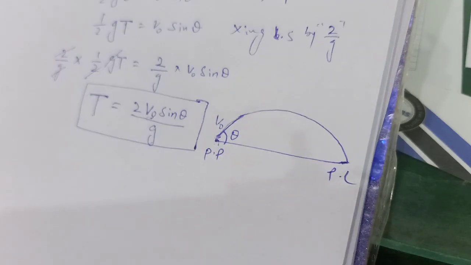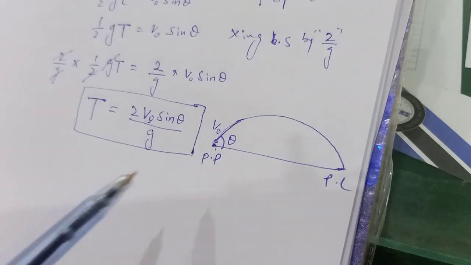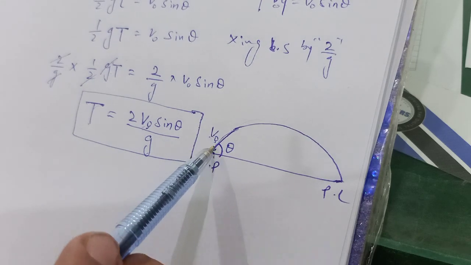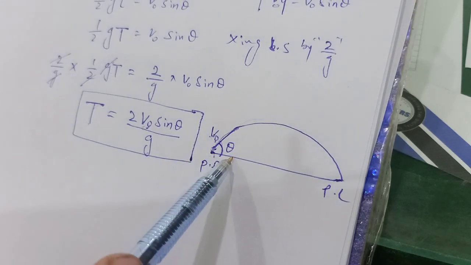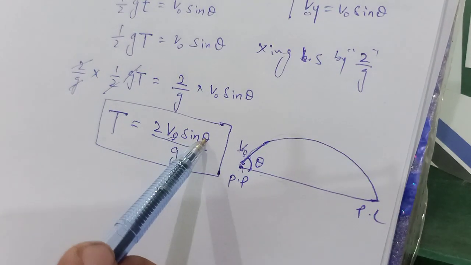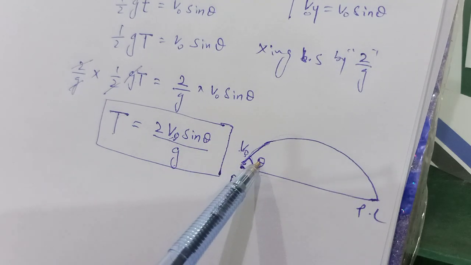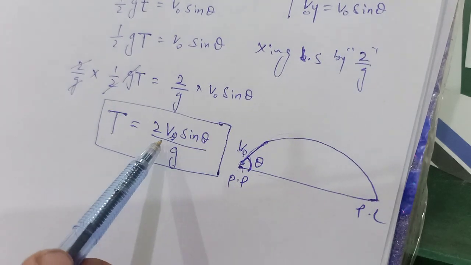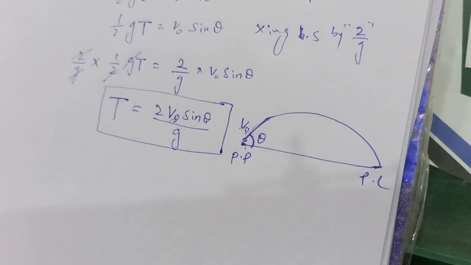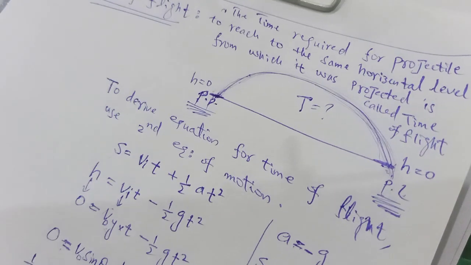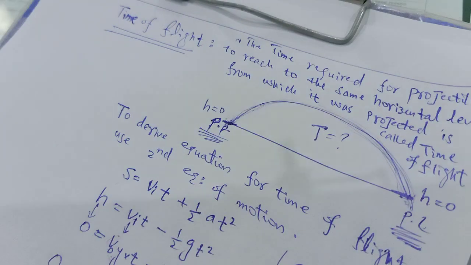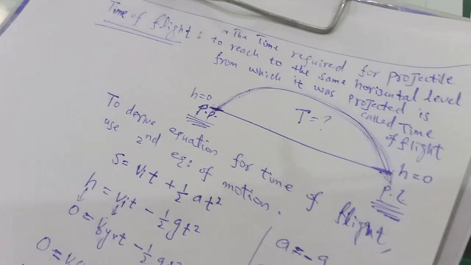When the projectile or the missile was fired, what was its initial velocity and what was the angle of the missile with the x-axis? If we know these two things, initial velocity and the angle of projection, we can easily find out the time of flight of projectile. Let me repeat again. Time of flight means the time required for projectile to reach the same horizontal level from which it was projected.